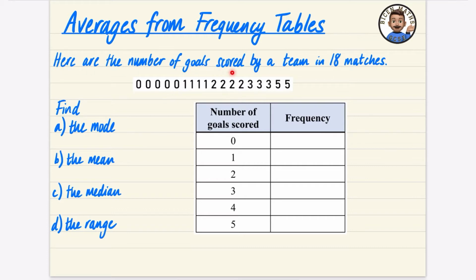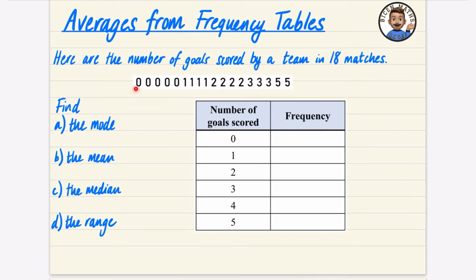It says, here are the number of goals scored by a team in 18 matches, some kind of sport they're playing. These are the results of the number of goals that they scored in 18 matches. We're going to try and find the mode, the mean, the median, and the range. I'm going to start off by doing it from these numbers, and then we're going to translate it to this and see what the patterns are.